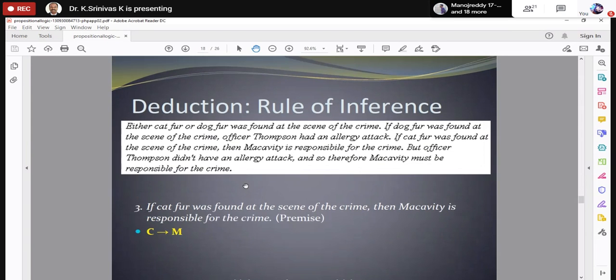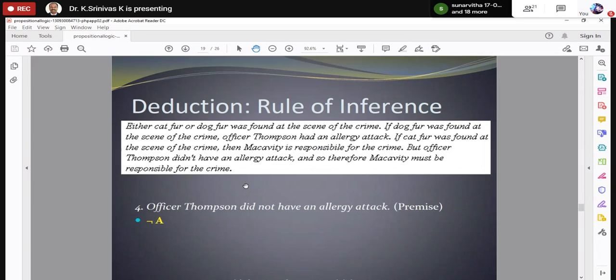Next, going to the third rule of inference, the third line: if cat fur was found at the scene of the crime, then McAvity is responsible. If we have C, C implies McAvity. Cat fur implies McAvity. How do I know whether it is cat fur or dog fur? If the officer did not get an allergy, it is cat fur. If the officer got an allergy, it is dog fur.